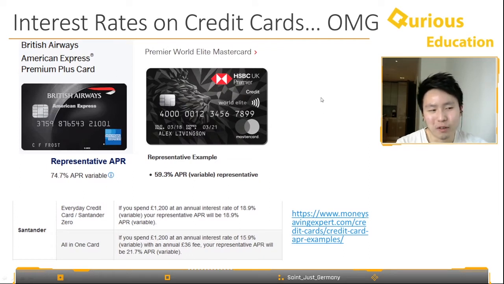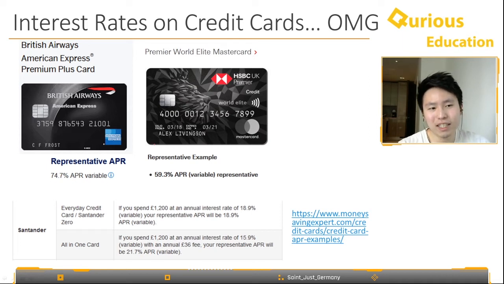I want to talk a little bit about credit cards actually. I'm not sure if you guys have a credit card yet because you are students, so you probably won't be approved to get a credit card, but you might get one from your mom or from your dad, something like that. But I just want to talk about the interest rates on credit cards.